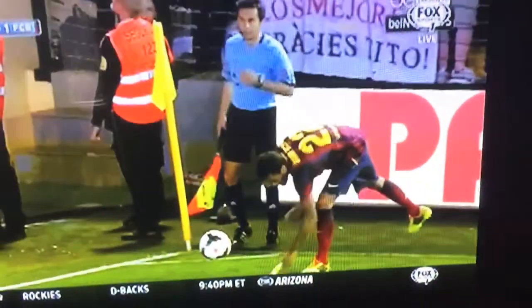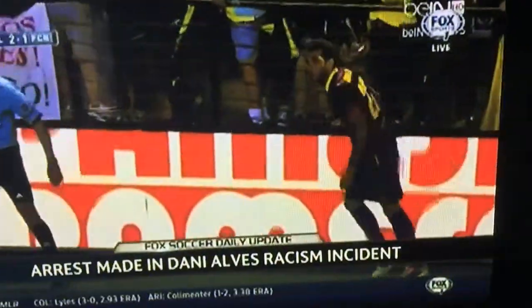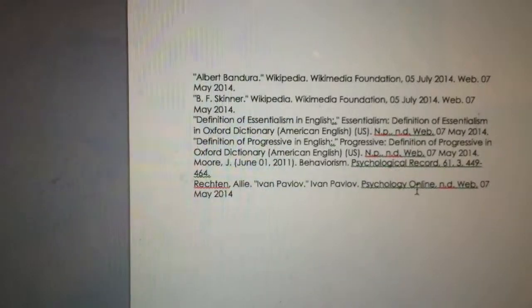The fan believed to have thrown a banana at Dani Alves this past weekend during Barcelona's league clash with Villarreal. The 26-year-old Villarreal supporter has been charged with a crime against the fundamental rights and public freedoms.